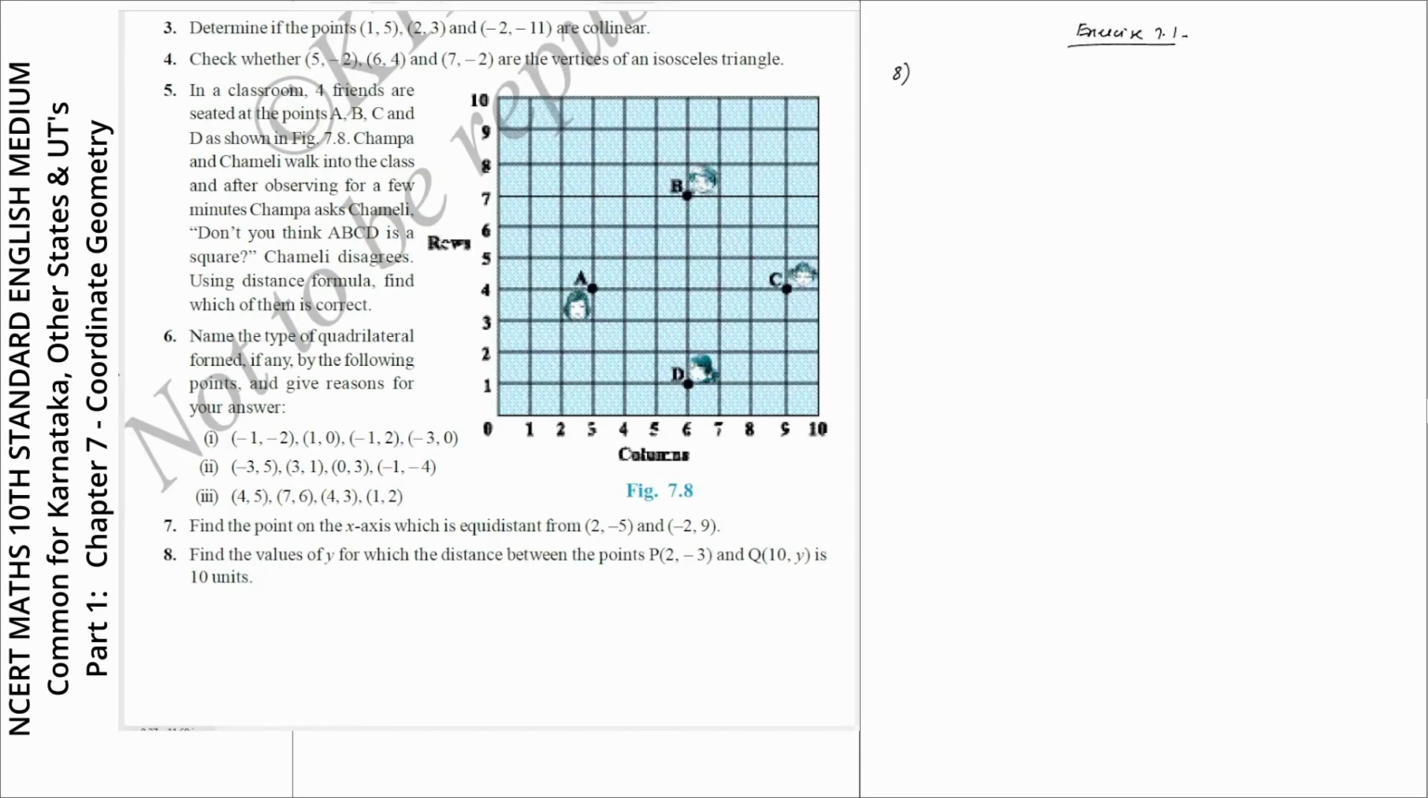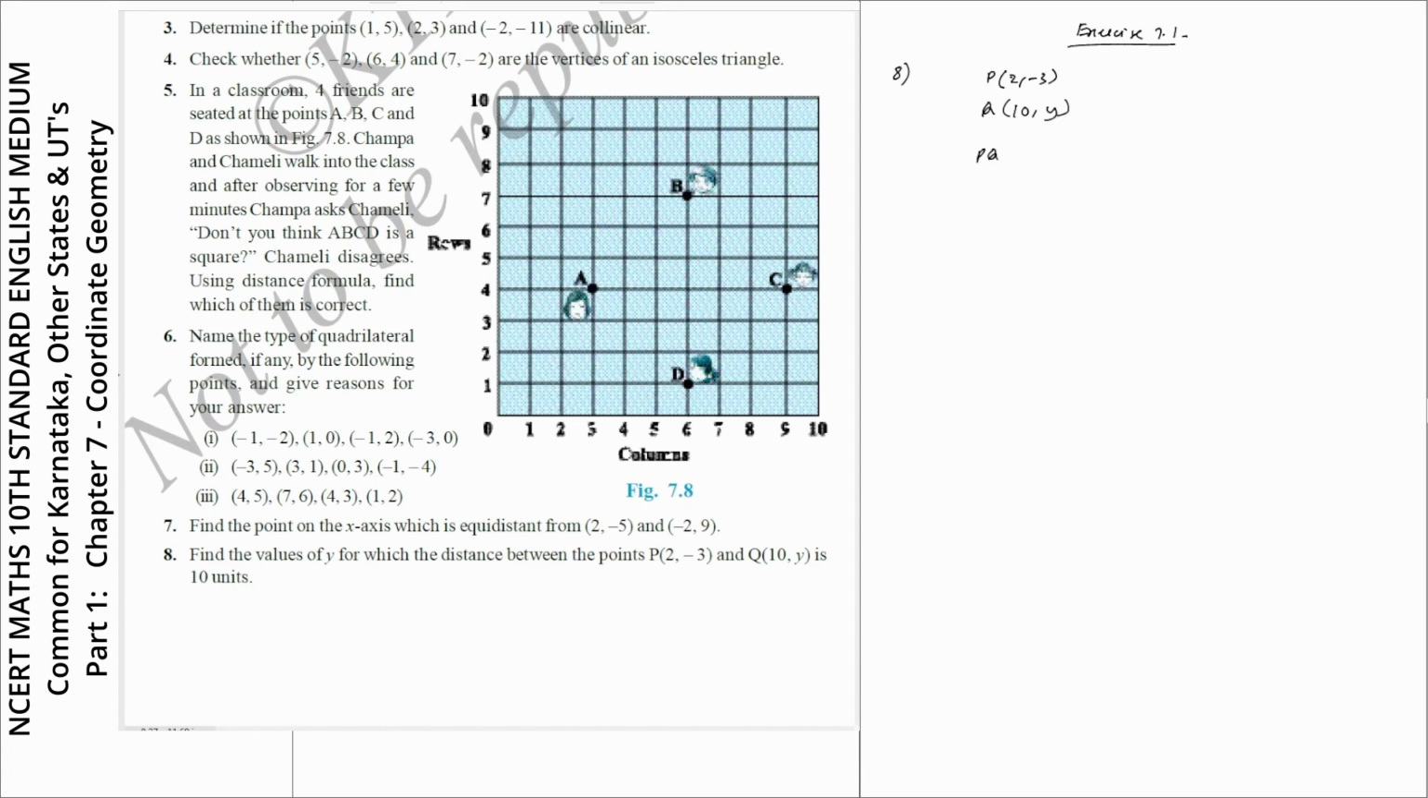Exercise 7.1, question number 8. Find the value of y for which the distance between the points P of (2, minus 3) and Q of (10, y) is 10 units. So P is given as (2, minus 3) and Q is (10, y).